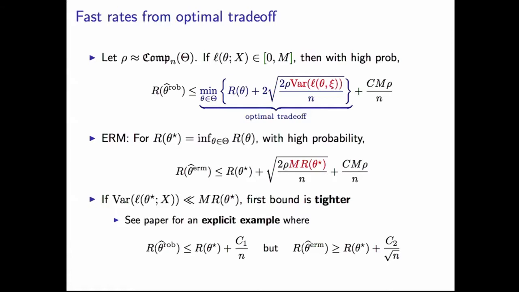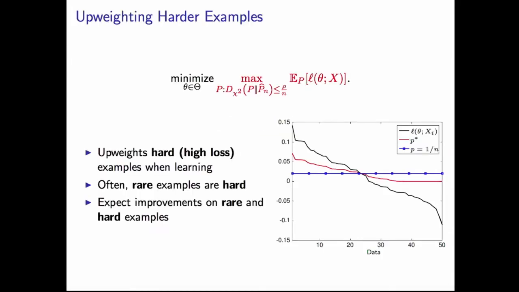All right. Now let's try to understand what a robust procedure does empirically. Okay. So recall that by opting to solve this worst case loss, what you're doing is you're really upweighting the harder examples in your data set. And it's often the case that if you have a rare class of instances, you have high loss on those rare classes. So you sort of expect improvements on this rare and harder class of instances by using our robust procedure.